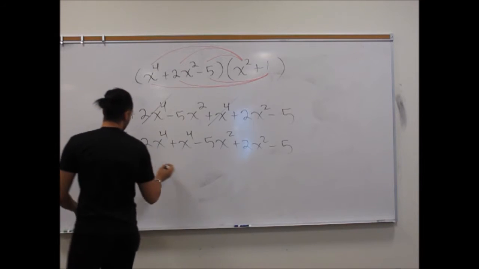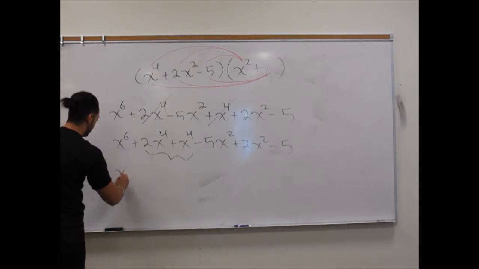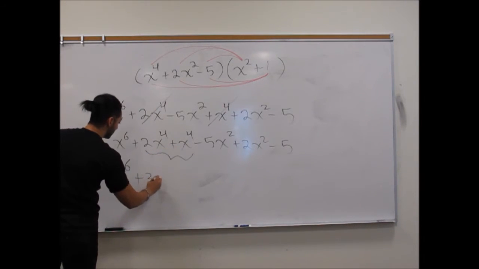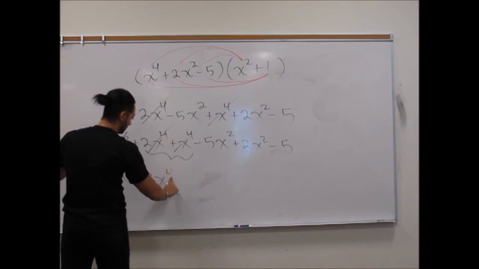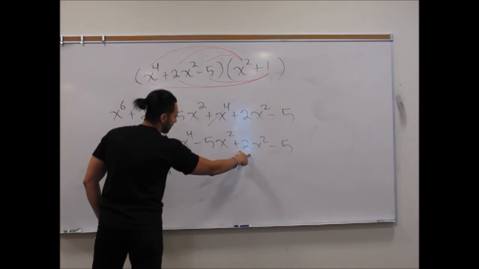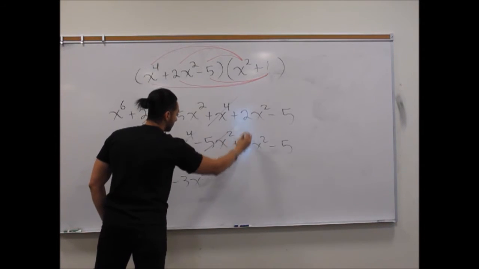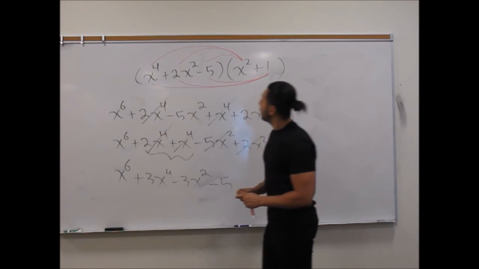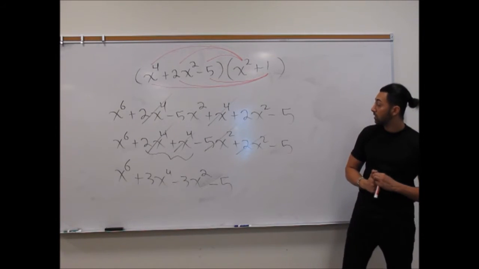Okay, so now that we do the combining, with the x to the 6th, 2x to the 4th plus 1x to the 4th would give you 3x to the 4th. So there's those guys. Okay, you have a negative 5x squared and a positive 2x squared, that would give you a negative 3x squared. And then finally you have the constant left over, which is the negative 5. So I got x to the 6th plus 3x to the 4th minus 3x squared minus 5, and hopefully you got the same answer.